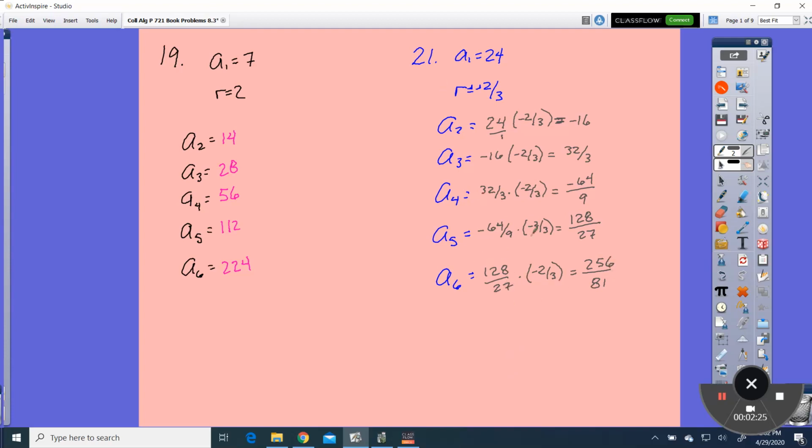And so that's what 21 is asking you to do, is find the first 5 terms. Probably didn't have to find a6, but oh well, that's how we would do it.